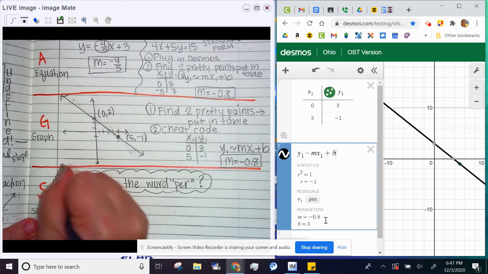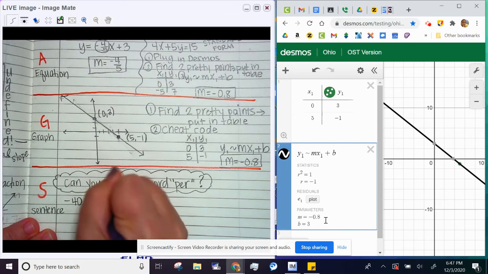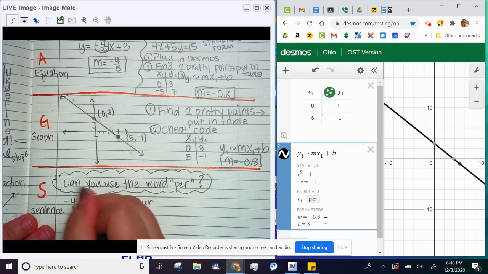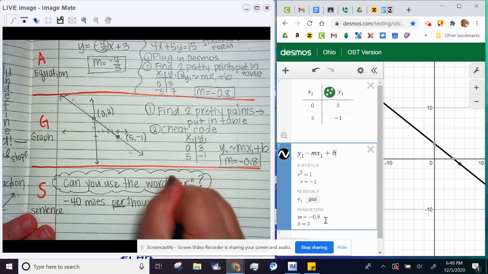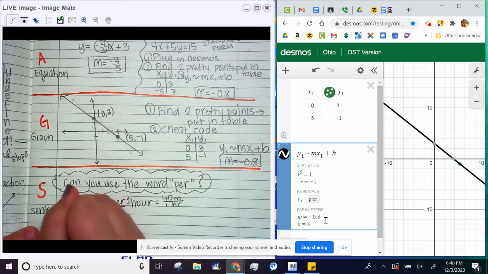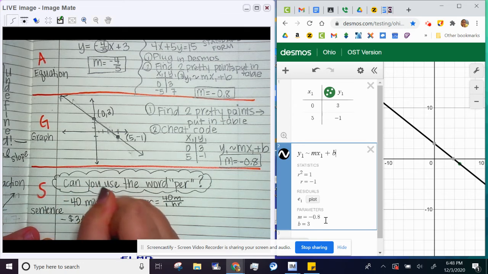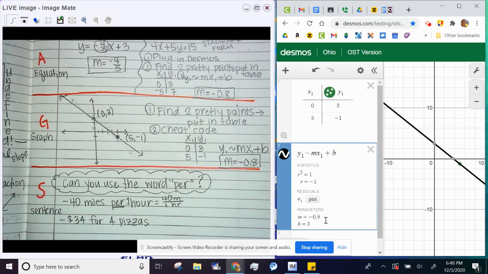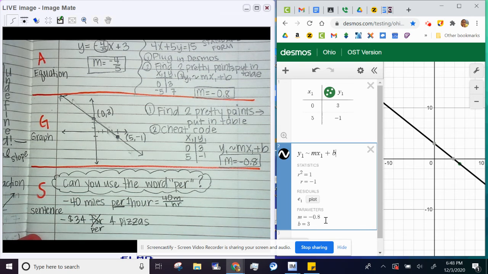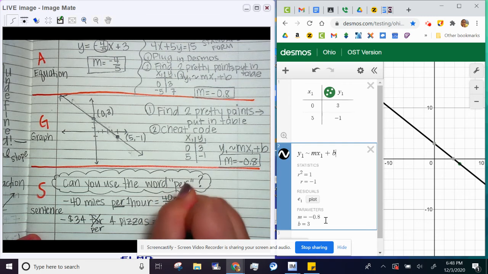My first example is 40 miles per hour. There's my word per. So that's 40 miles per 1 hour. So my slope is 40 miles over 1 hour. Okay, let's do $34 for 4 pizzas. Can I use the word per? Yeah, it could be $34 per 4 pizzas. So my slope would be $34 per 4 pizzas.